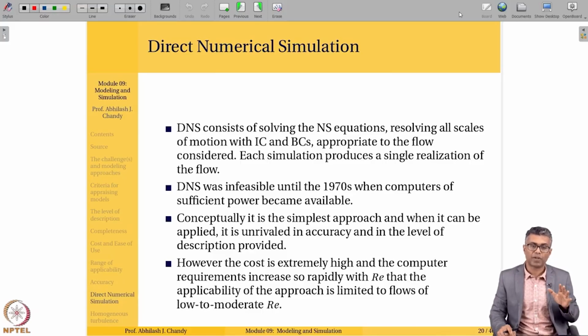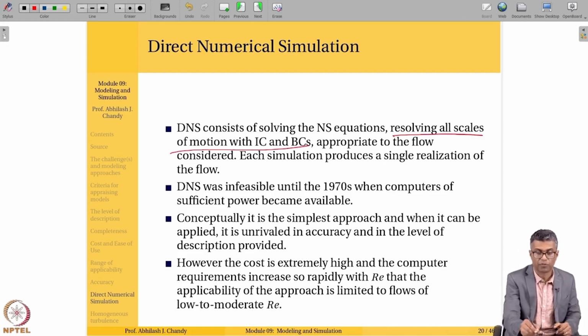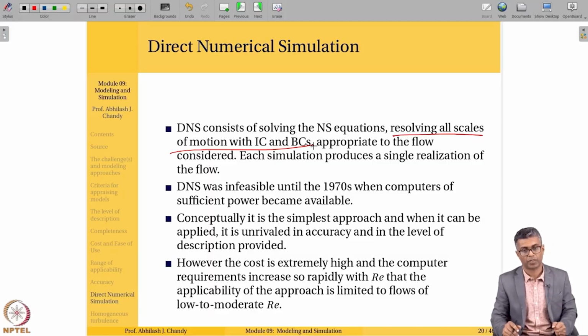Okay. So now that we have looked at the 5 different criteria, let's look at the most accurate approach out there, which is direct numerical simulation, or DNS. So as you all know, DNS solves the Navier-Stokes equations exactly. It resolves all length scales of motion with initial conditions and boundary conditions. And here, each simulation basically produces a single realization of a turbulent flow, right? What do I mean by that? Single realization means if you carry out your experiment once, that's your single realization.